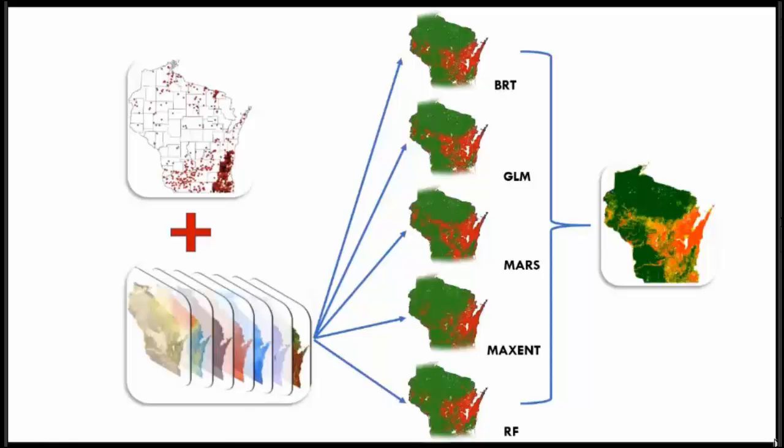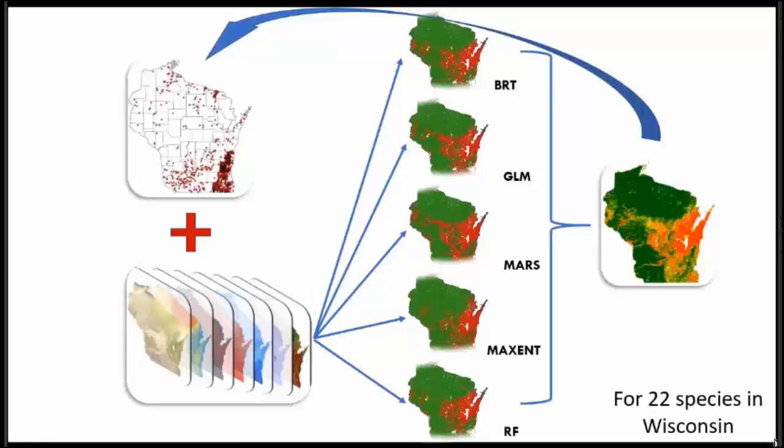So this process was actually done last year, and we developed these models, and we asked people around the state to go and find new occurrence records for many different species, and we reiterated this entire process. So now we're at the point where we have these updated models that we feel much more confident about. And we've done this for over 20 species across the state.